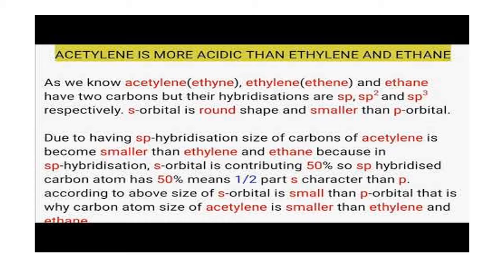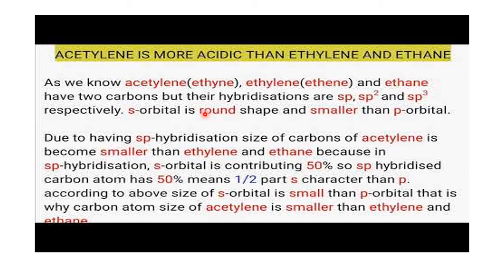Here, the important property of alkynes, the first property, is what? Alkynes, especially ethyne, will show acidic property. Why? Please listen. As we know, ethyne, ethene, and ethane have two carbons, but their hybridizations are sp, sp2, and sp3 respectively. Chemical bonding chapter.